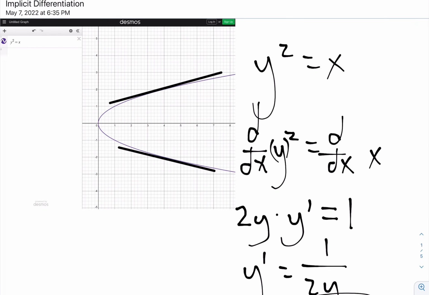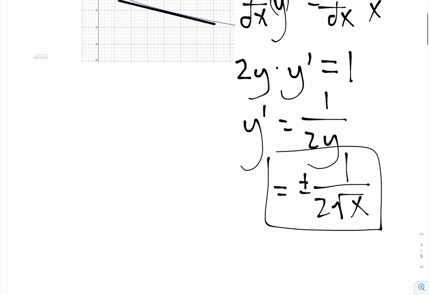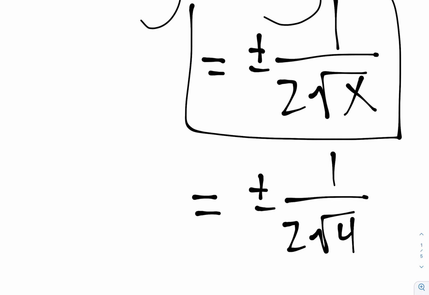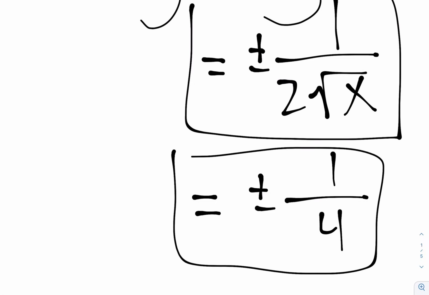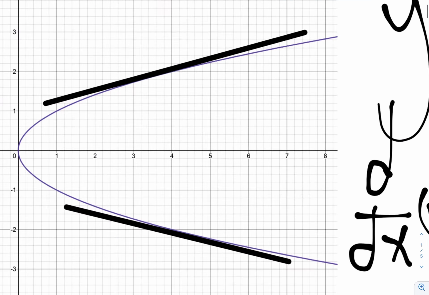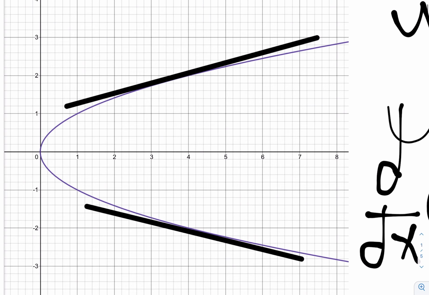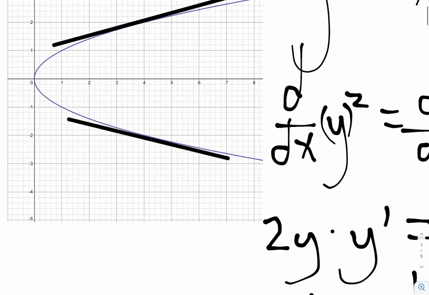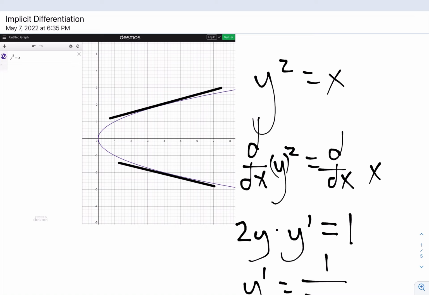the slope. So if we're trying to find the slope when x is 4, all we do is plug in 4 for x. So it's going to be plus or minus 1 over 2 times the square root of 4, or in other words, 2 times 2, or just 4. So plus or minus a quarter is going to be your slope when x is 4, and that makes sense because when, like, every 4 units we move over, we're going to move up 1, and same with the other one there. So that's how we could implicitly differentiate y squared equals x.